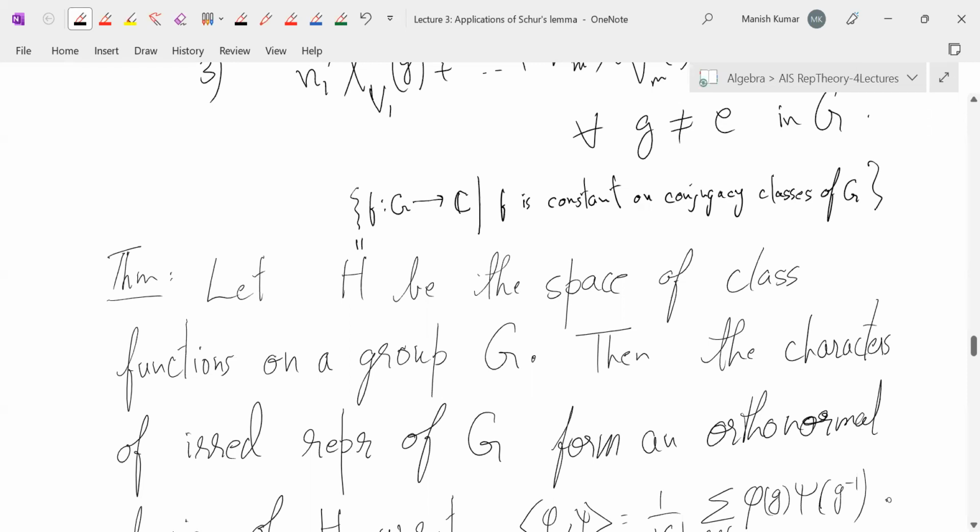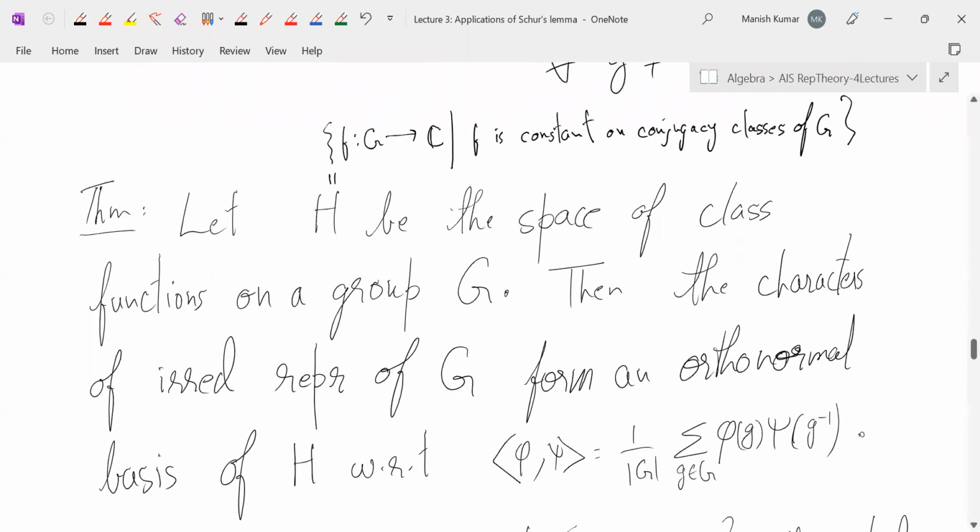Of course, H is a vector space. If you take two functions which are constant on conjugacy classes of G and add them, it is again a function from G to C which is constant on the conjugacy classes. So it's closed under addition, and of course closed under multiplication by complex numbers. So H is a vector space over C. And we know that every character is inside H, because characters are class functions with complex values.